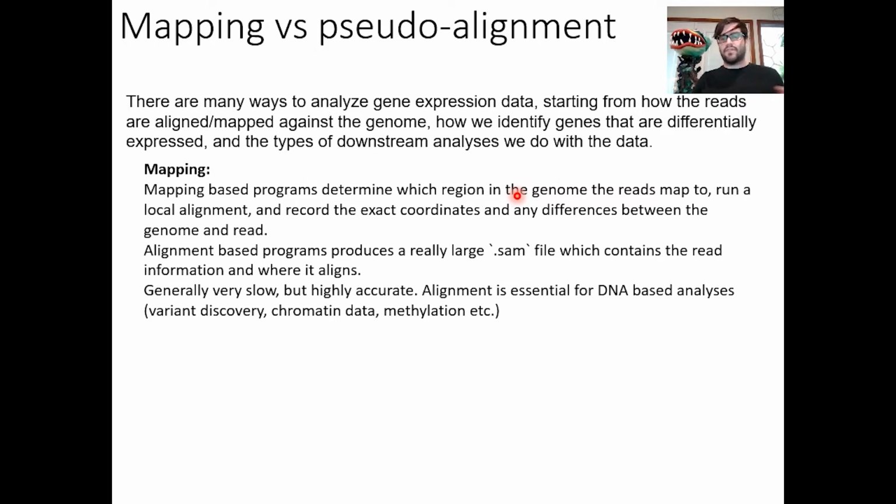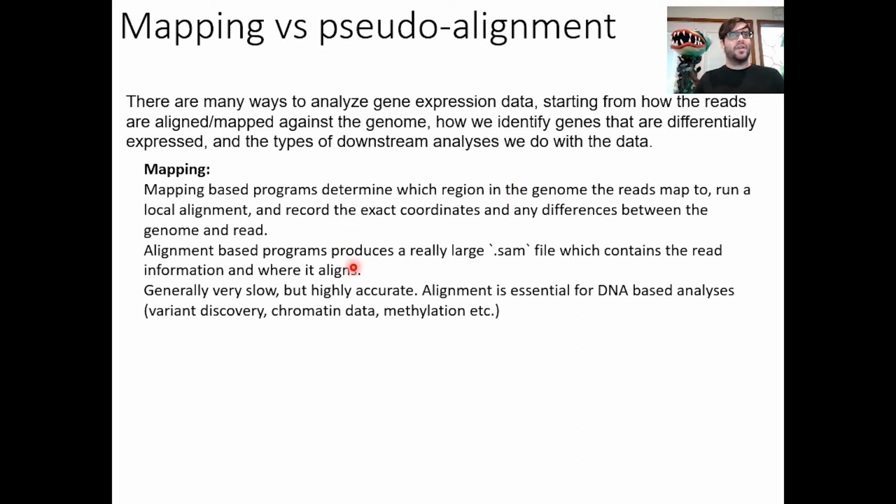We're taking every single read, trying to figure out where in the genome it aligns to, and then recording the exact positions. This type of mapping is essential for DNA-based analyses. If you're trying to look for variation in sequence between a reference and an unknown, or maybe you're doing some type of chromatin-based data or methylation data, it's really essential there. But for gene expression, we don't care about the sequence context at all. We only care about how many reads are aligning.